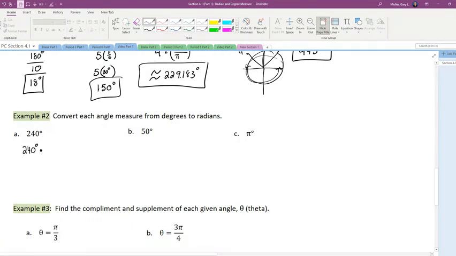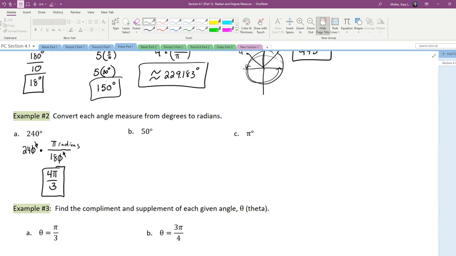This time I need degrees to cancel. And so my 180 degrees needs to go on the bottom, and my pi radians need to go on top. So degrees cancel out. I'm left with radians. My zeros cancel out. I've got 24 over 18, and 6 goes into both of those. I get 4 pi over 3. Remember, no unit on radians, so you can leave it just as 4 pi over 3.